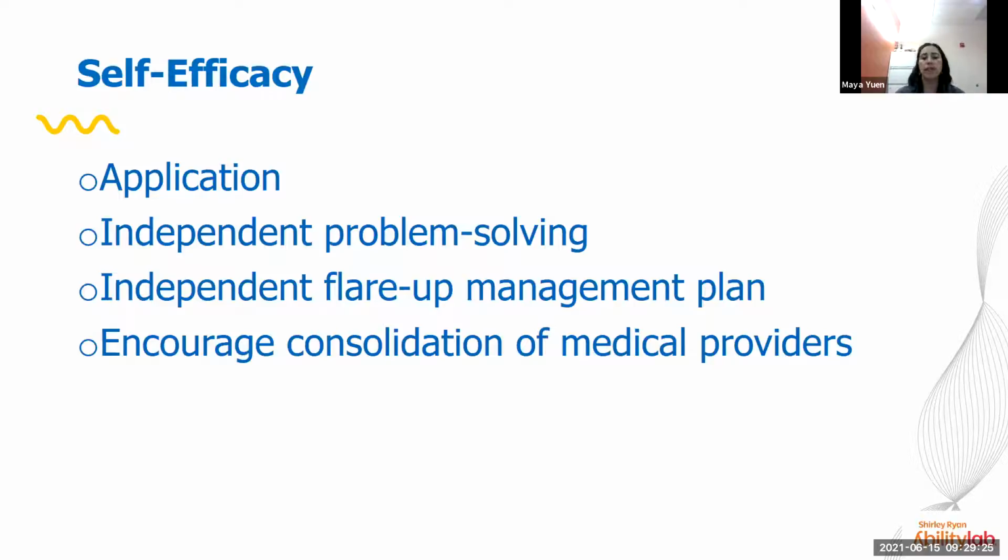And lastly, an important part of self-efficacy is just really encouraging consolidation of medical providers. Earlier on, when I talked about assessment, I think during the assessment piece, it's really important to ensure that we're rebuilding the trust in the medical profession for some of these patients that really feel like they've been dismissed and sidelined and not really understood.